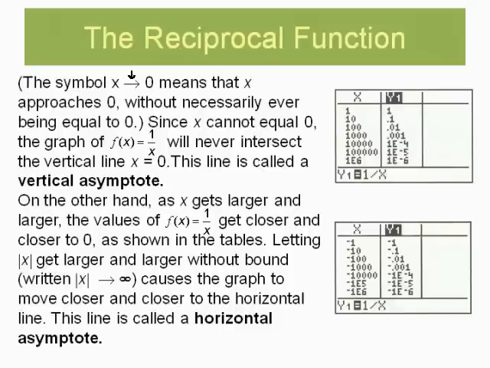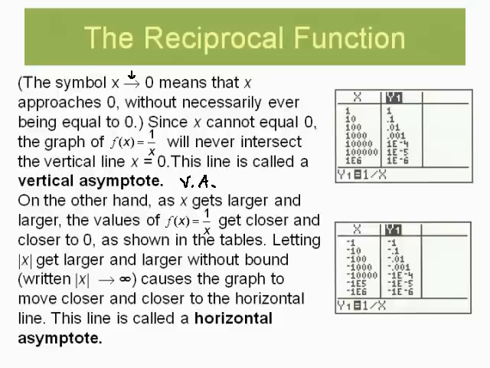Since x cannot equal 0, the graph of y equals 1 over x will never intersect the vertical line x equals 0. And this line now is going to have a special name. We're going to call it the vertical asymptote. All right, and Young likes to abbreviate this, the VA.